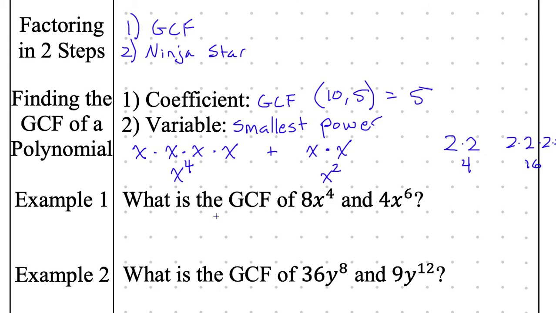Okay, fine. It would be 4x squared. Ooh, 4x. But what's the smallest between 4 and 6? Oh, 4x to the power 4. Done. So why wouldn't it be 4x squared? Why isn't that squared?